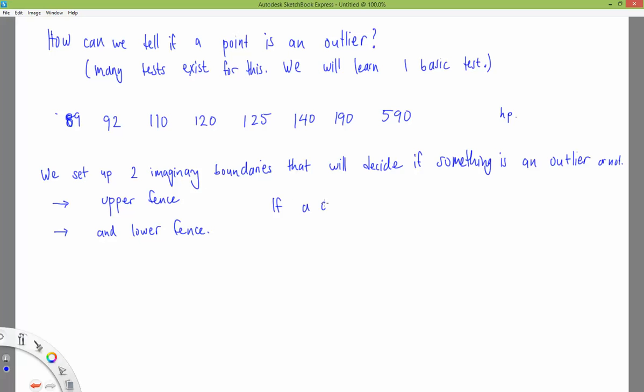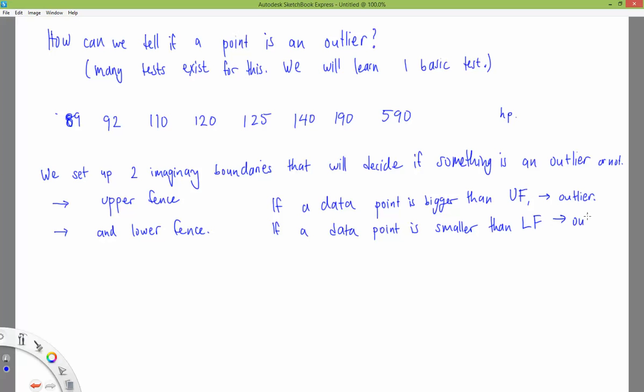If a data point is bigger than the upper fence, I'm going to call this just UF, then it's an outlier. And if a data point is smaller than the lower fence, it's also an outlier. Okay, so if it's between the fences, then it will just be considered normal or regular, non-outlier data. Okay, typical data. So if it's bigger than the lower fence and smaller than the upper fence, it's just considered regular old data. Outside of the fences, it'll be considered an outlier.